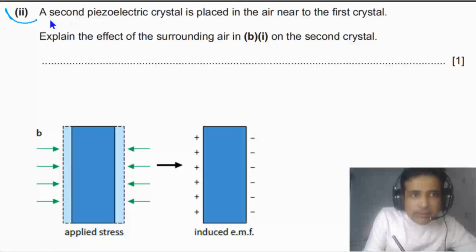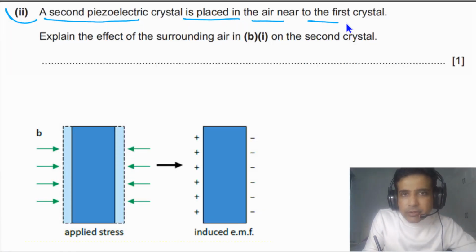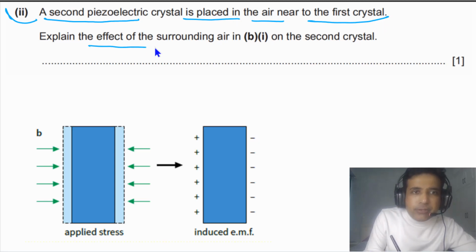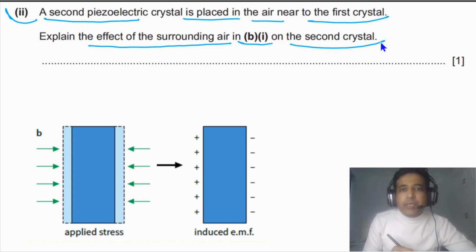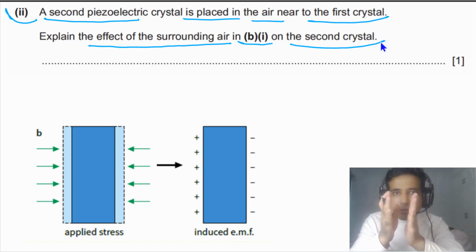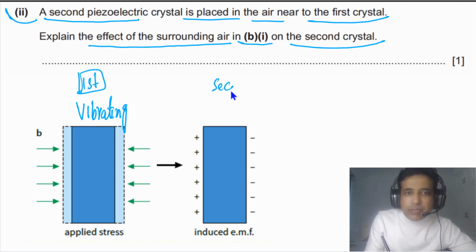For the second part, it is given to us that a second piezoelectric crystal is placed in the air near to the first crystal. Explain the effect of the surrounding air in B1 on the second crystal. In the first case, we have seen the crystal is vibrating. You can look at this one. This crystal is vibrating. So this is our first crystal, the vibrating crystal, and this one you can imagine is the second crystal.